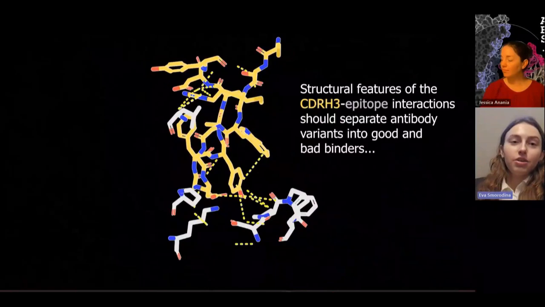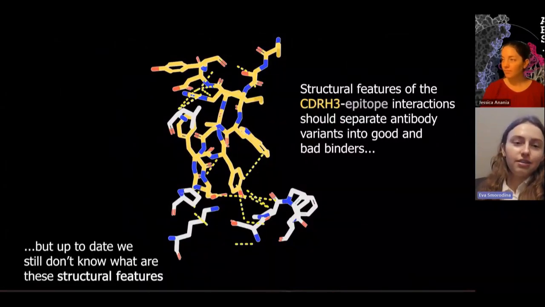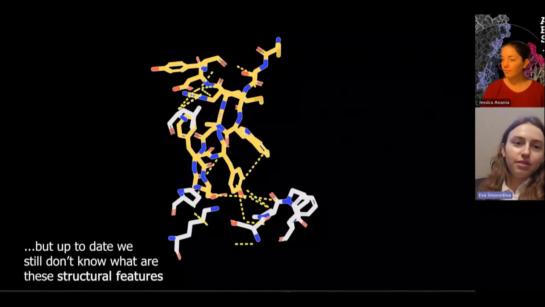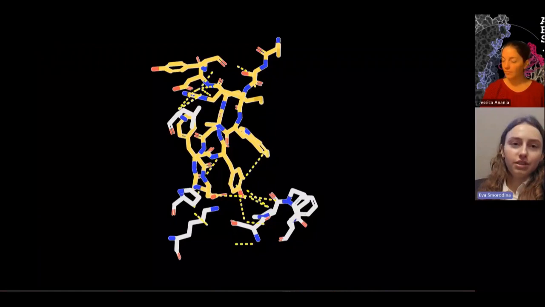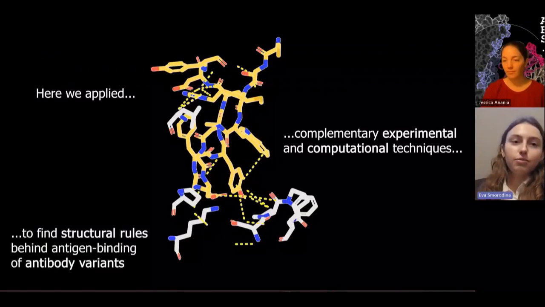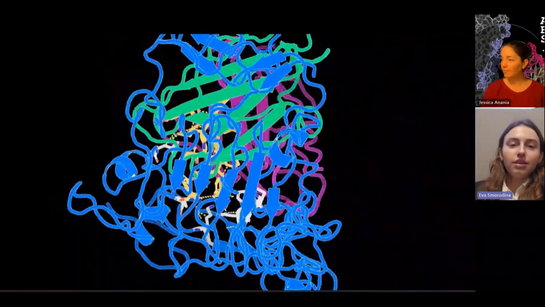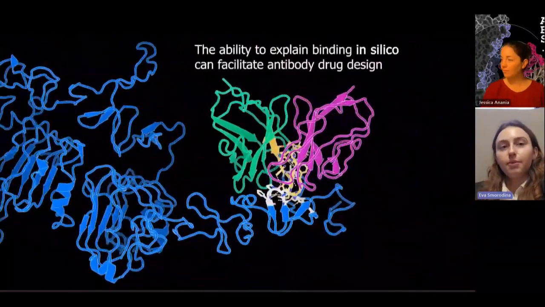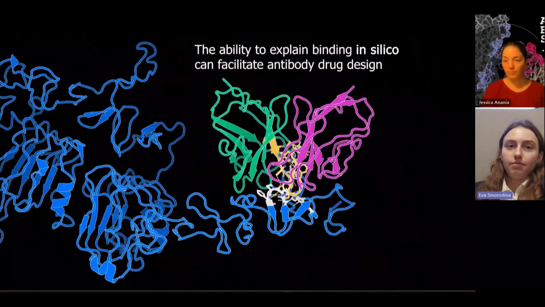However, up to date, the structural rules behind CDRH3 binding to antigens are unclear, partially because of its flexibility and partially because of its variability. So my current work focuses on understanding structural features that can explain the binding. More specifically, we look into the complementary experimental and computational techniques that can help us to provide this understanding. And understanding means the features from the structural world, like interatomic interaction, surface, and general structure that can be quantitatively described and extrapolated into high throughput manner.